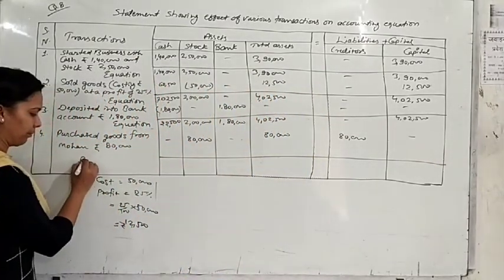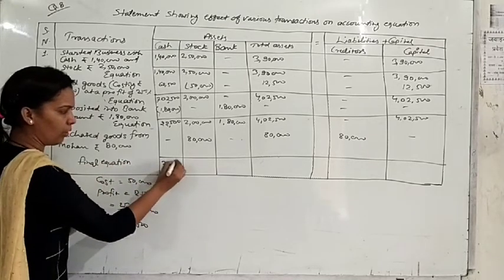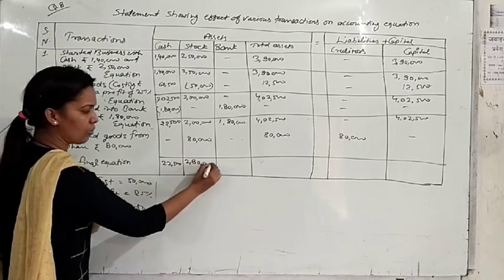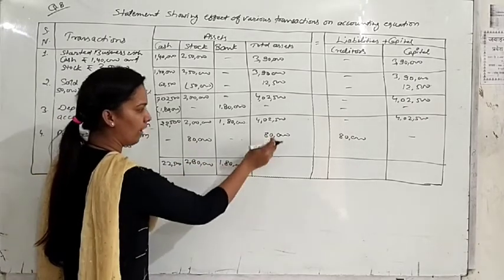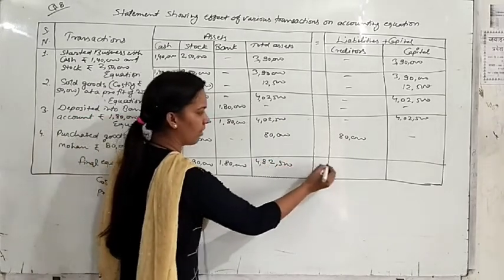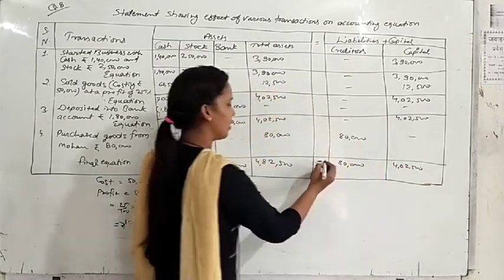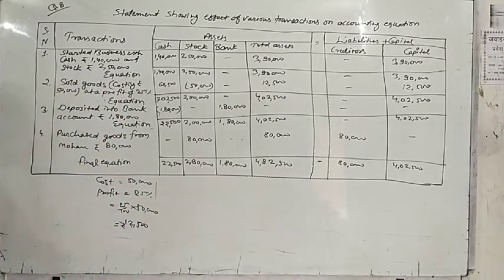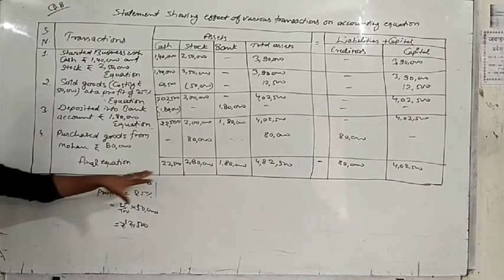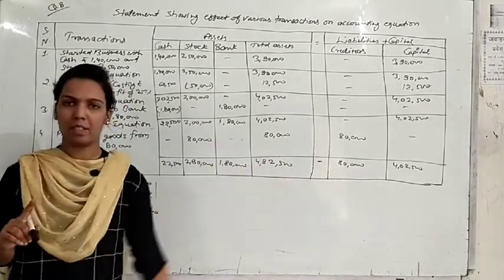Now the final equation. 22,500, 2,80,000, 1,80,000, 4,02,500 plus 80,000 will be 4,82,500, 80,000, 4,02,500. This is the final equation. Check it here: total assets equal liabilities plus capital. On the asset side you have three assets, cash, stock and bank. And in liabilities you have only one item, creditors, and capital is a separate head.